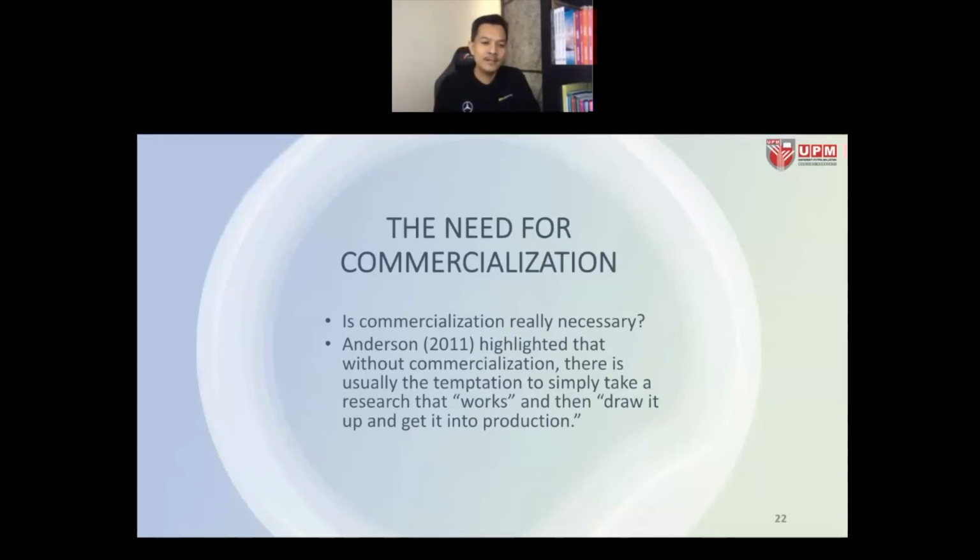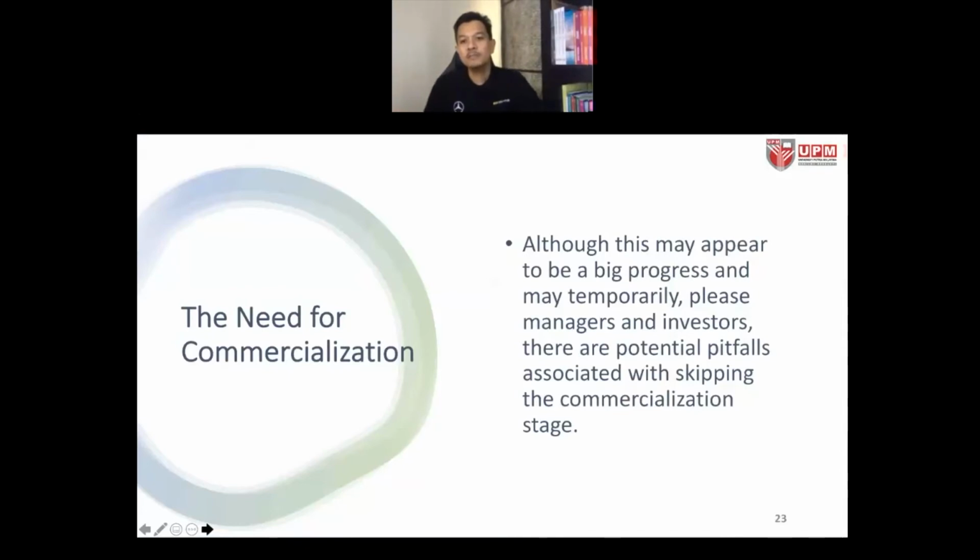Normally, R&D will take up from TRL, technology readiness level, from level 1, 2, 3, 4 up to level 5. And technology readiness level 5 onwards until level 9 is where the commercialization process takes place. Although this may appear to be a big process, sometimes people will say, wow, this is a very lengthy process. I took nearly 5 years to go through the commercialization stages, and there is what we call the valley of death.